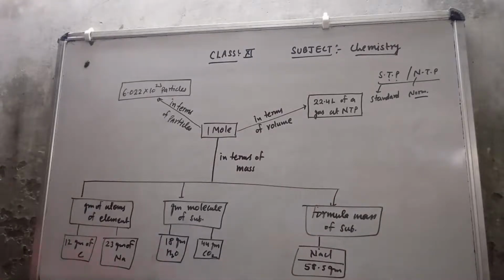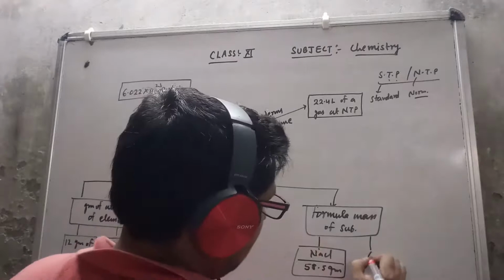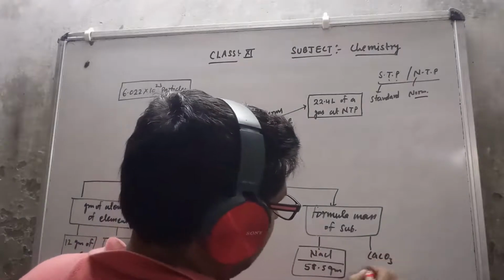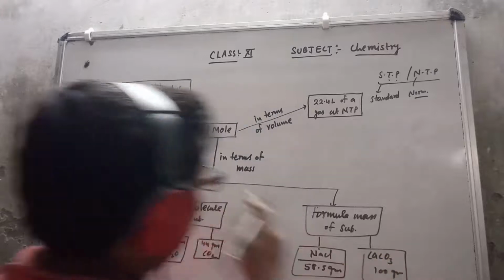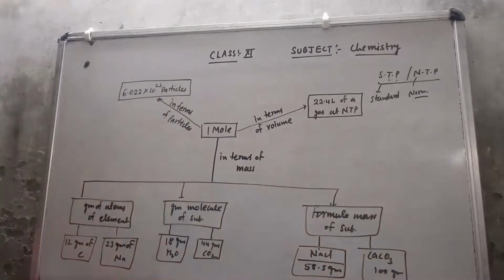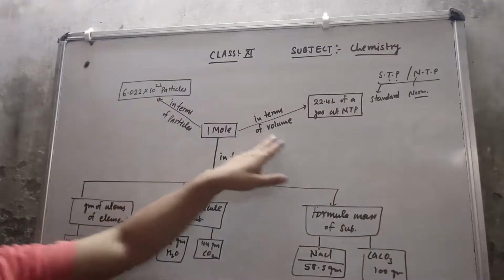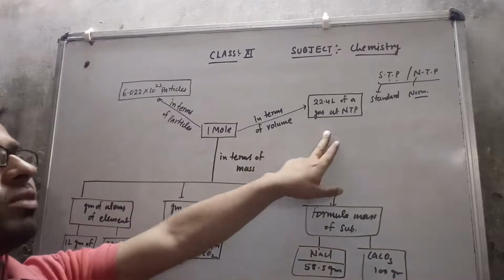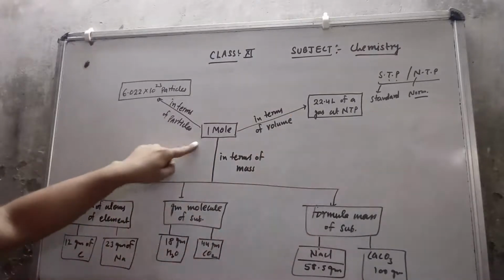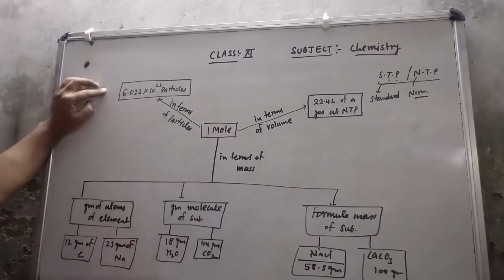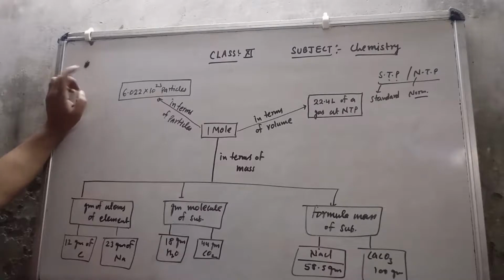Same, suppose I have calcium carbonate. This is CaCO3. So its mass is 100 gram, and that will be equal to 1 mole. If we take 1 mole in terms of volume, 1 mole equals 22.4 liter of gas at NTP. In terms of particles, 1 mole equals 6.022 into 10 to the power 23 particles. It can be atoms, molecules, or ions.